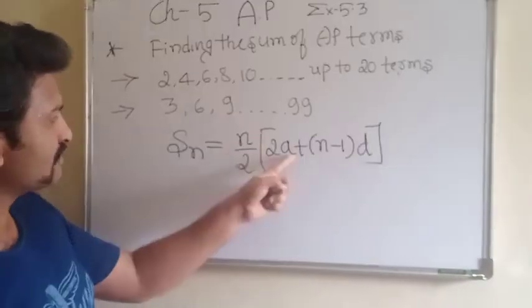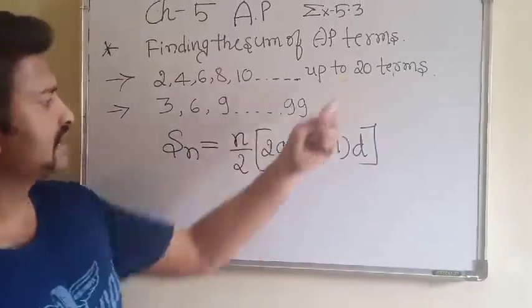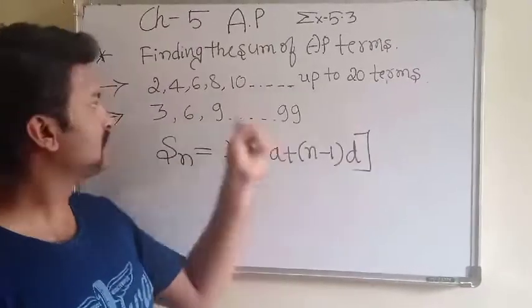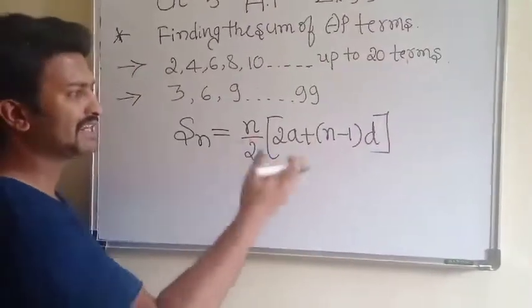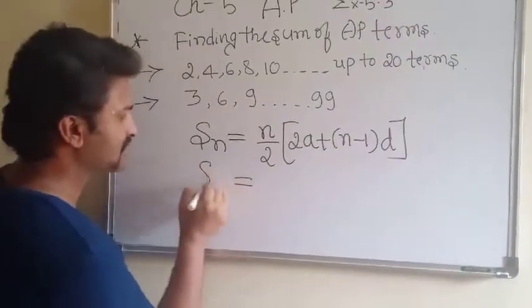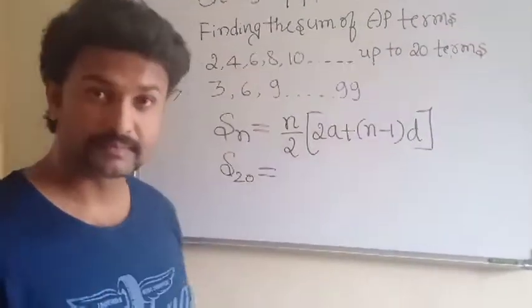The value of a is 2, and how many terms are there? n equals 20. How much is d? d is 2. Just substitute and you will get the answer. I'll substitute the values. Yes, I am finding S20.